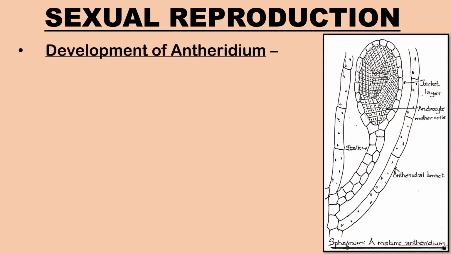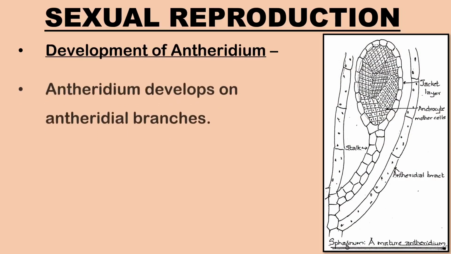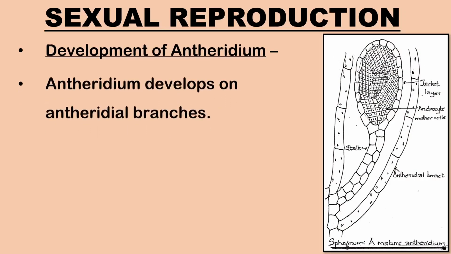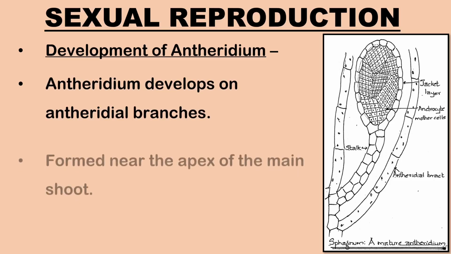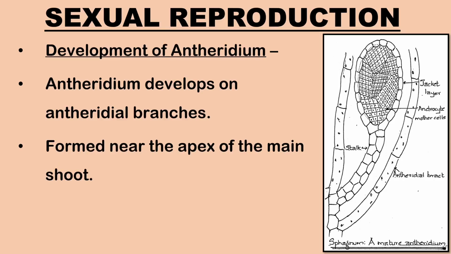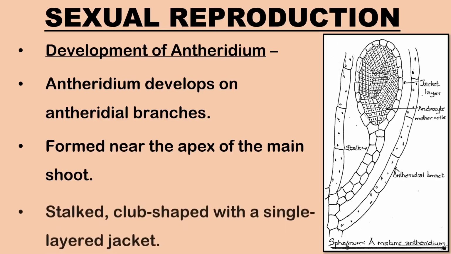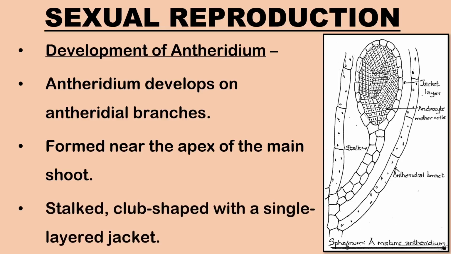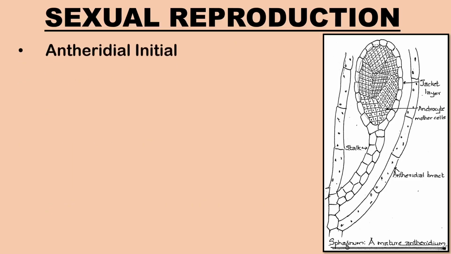Next is the development of antheridium. Antheridium develops on specialized lateral branches known as antheridial branches. They are formed near the apex of the main shoot. The antheridium is stalked, club-shaped, with a protective single-layered jacket surrounding the fertile tissues. In Sphagnum, a single superficial cell of the male branch known as the antheridial initial gives rise to the antheridium.